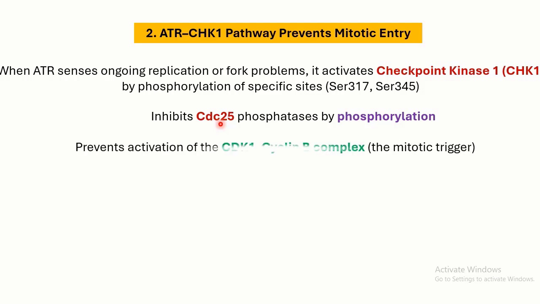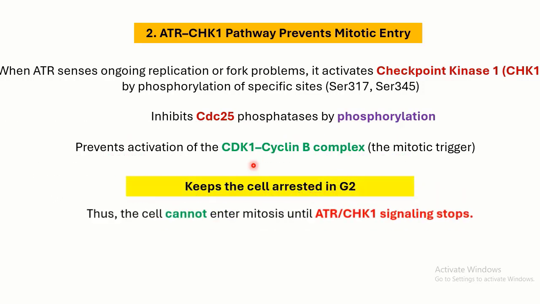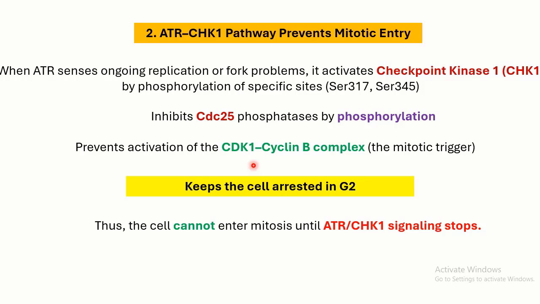What CDC25 does is it is responsible for the activation of the CDK1 cyclin B complexes, which is actually the mitotic trigger. But if checkpoint kinase 1 phosphorylates CDC25, you are going to prevent the activation of this mitotic trigger. You are stuck in the G2 phase of the cell cycle. What this means is that you need to do something about this. So when there is ATR, CHK1 kinase signaling, that would mean you are arrested in the G2 phase of the cell cycle. You cannot move.